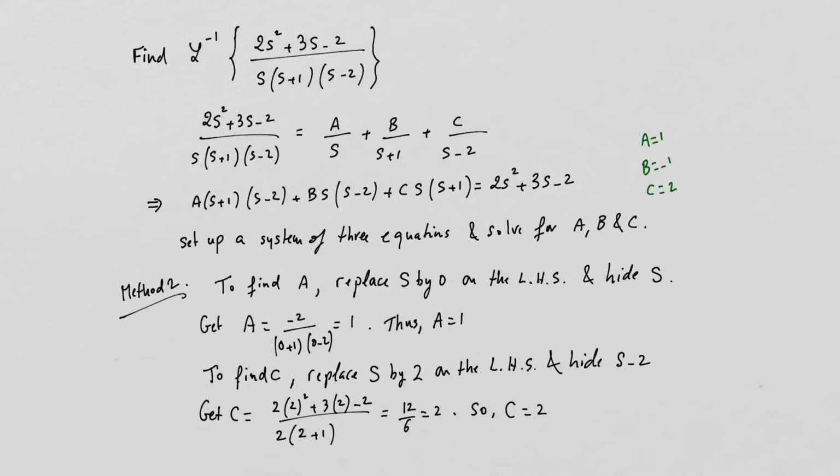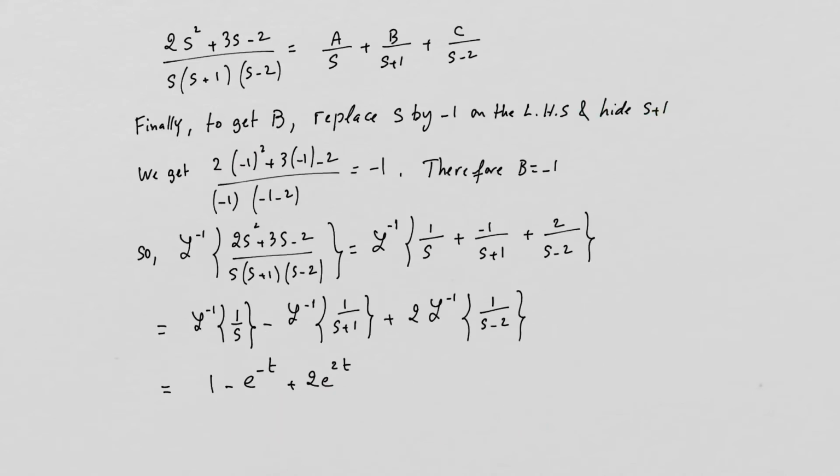So fast. When I was writing this down, I thought I was finding B, but I was actually finding C. So I'm going to do C next. To find C, go back here and you replace S by 2 and hide this factor. Okay? So you get 2 times 2 squared plus 3 times 2 minus 2 over (2 plus 1), ignore. That's all I did here. And I got C equals 2.